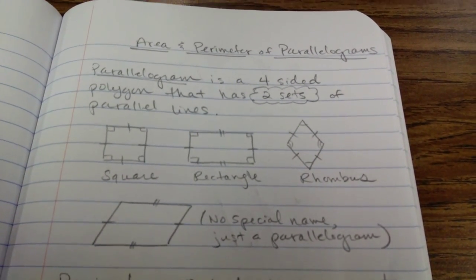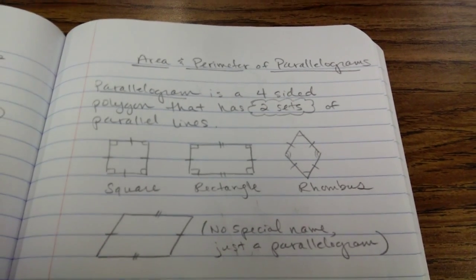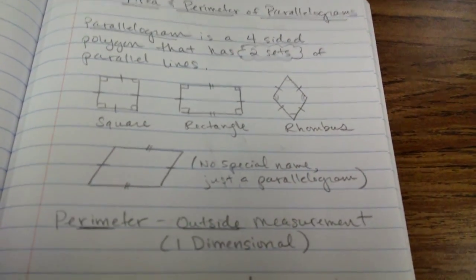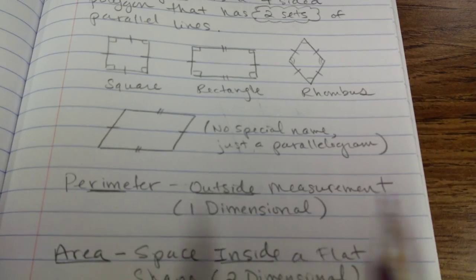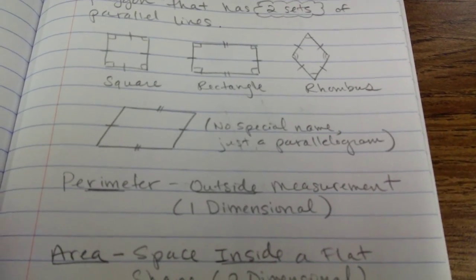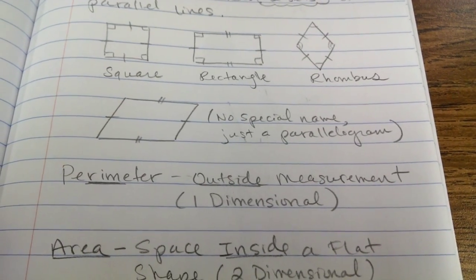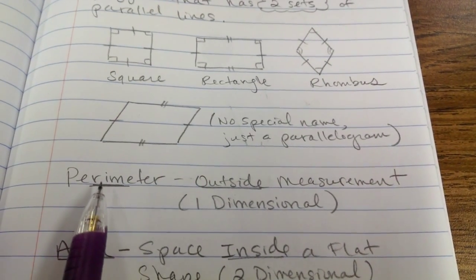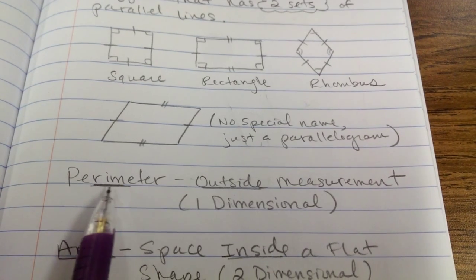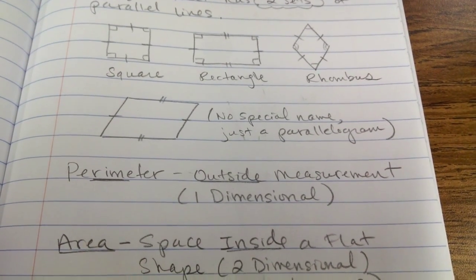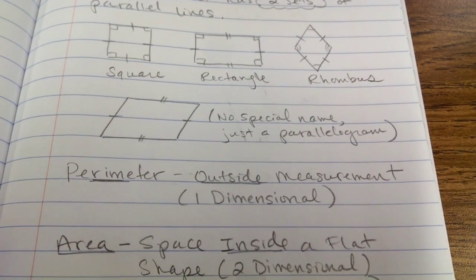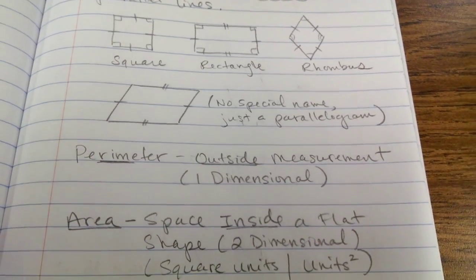Okay. So now that we've talked about what a parallelogram is, let's find the perimeter and area. Now, the perimeter of any shape is the outside measurement, and it is one-dimensional because it's just a single line. Okay. And you can see that in the word perimeter, you see the word rim, which reminds you that the perimeter is just the edge of your shape, the outside measurement.